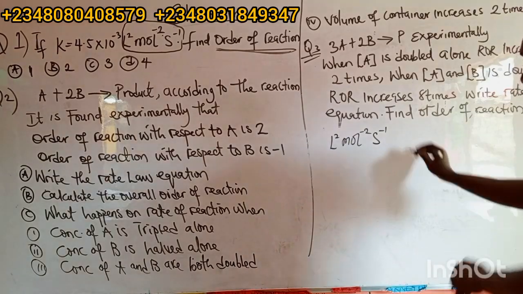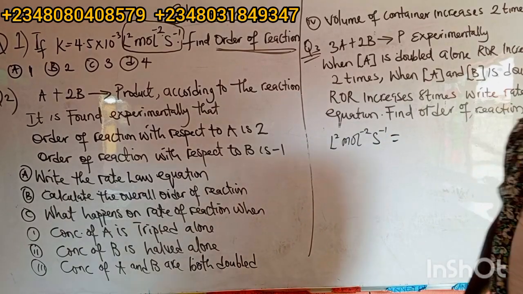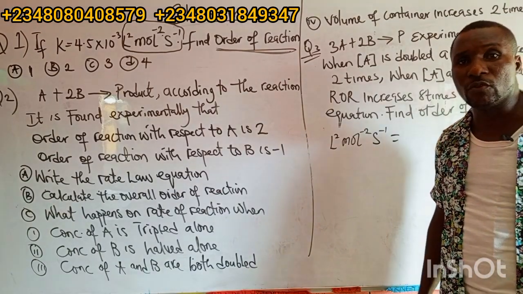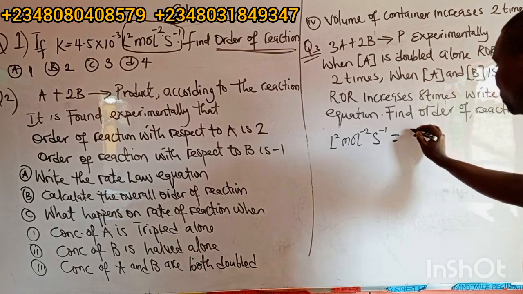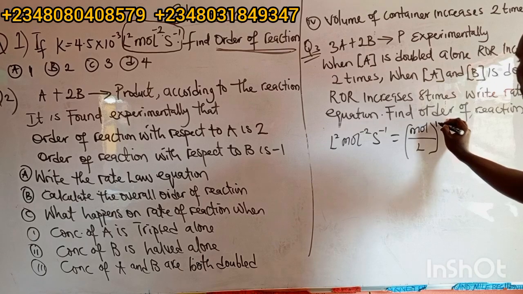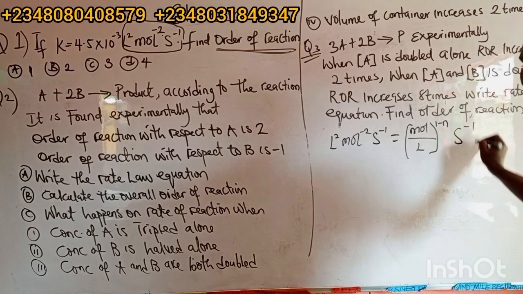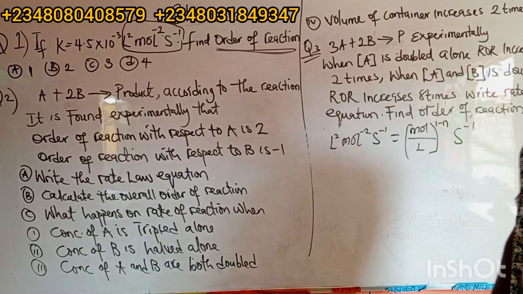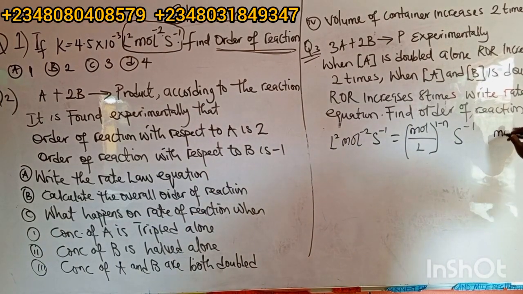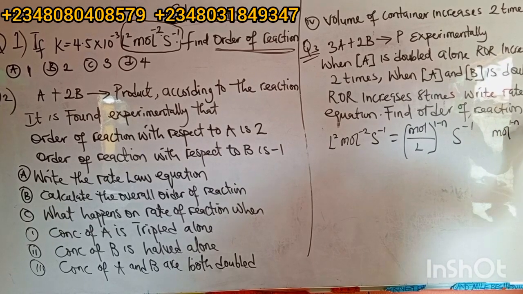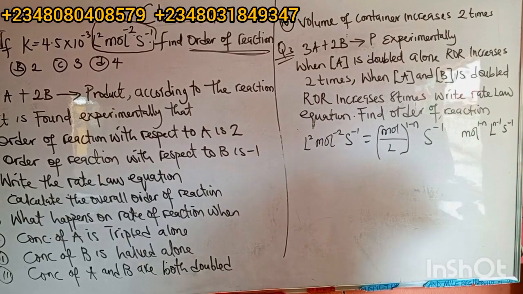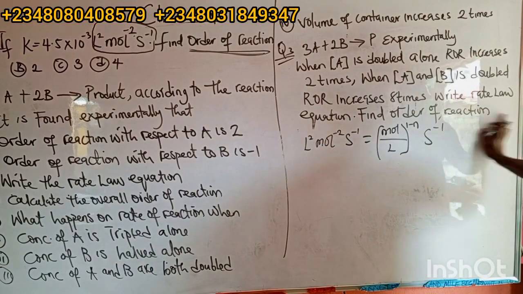For the first solution, what is the unit of K? The formula to calculate the unit of K can be used to calculate the order of reaction. The formula says mole per liter to the power 1 minus n, per seconds. This is the formula I gave to you, and I will use the second one. I can use this one also to get the same answer: mole raised to the power 1 minus n, then liter raised to the power n minus 1, per seconds. Please take note of that.